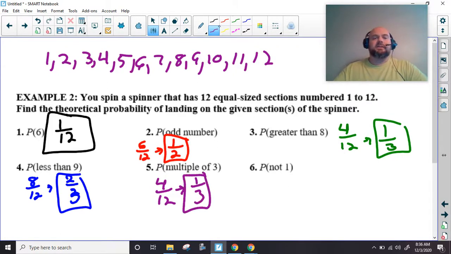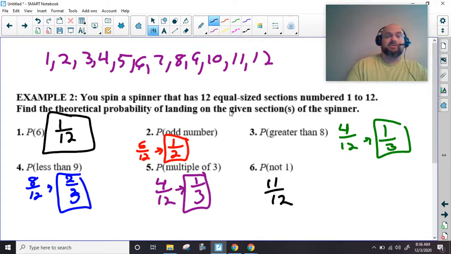This one's kind of cool. I like this one. Not 1. So probability in getting something that's not 1. Well, there's 11 of them. That's it. 11 out of all those. So it's going to be cool.